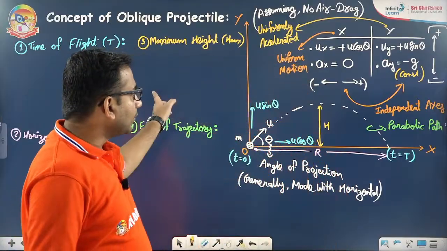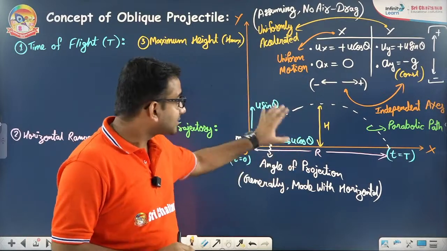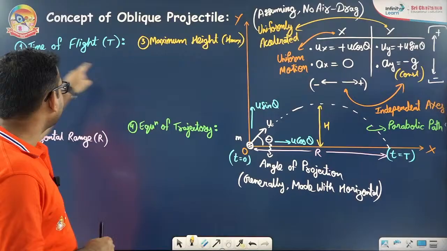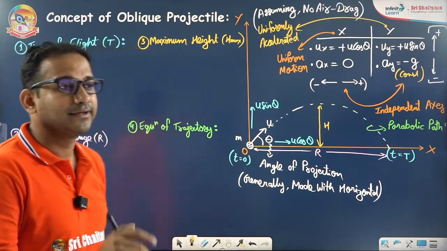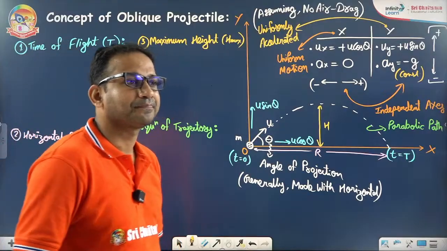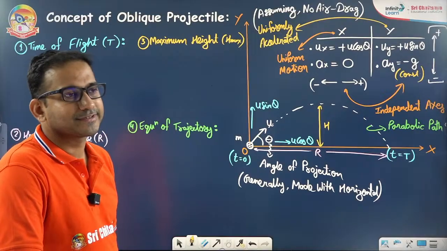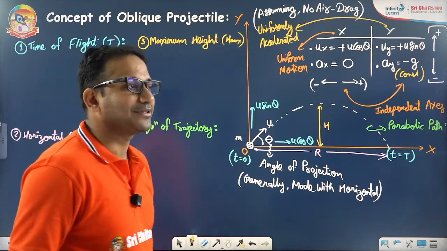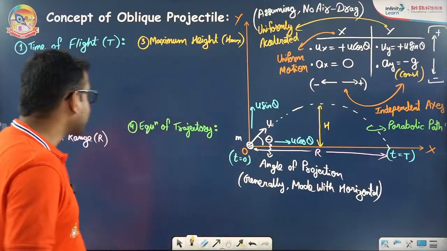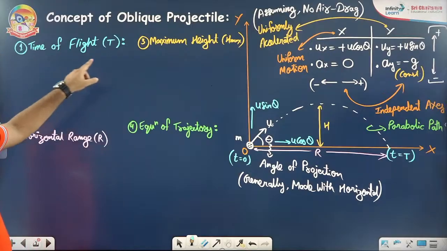Any doubt in the diagram? Or is it clear? If it is clear, then one by one I will explain how we get these 4 different results. Any doubt anywhere? No doubts? Okay, keep posting if you have any doubt in the live chat. I'll be answering it very soon. Let me take you towards the first topic, that is time of flight.